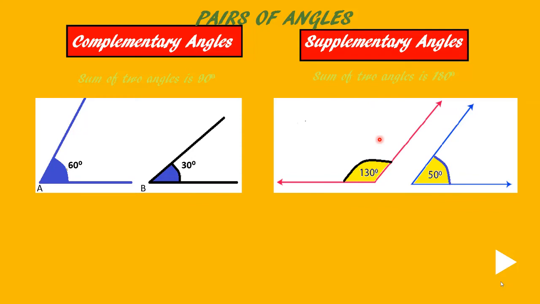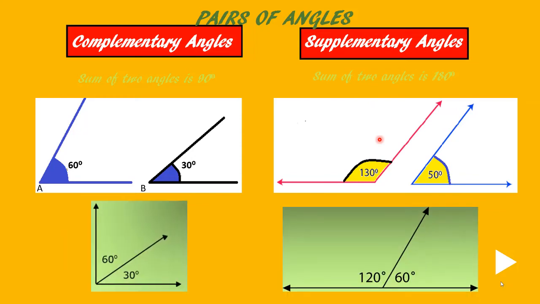Two angles are adjacent, 60 degree and 30 degree, and because the sum is 90 degree, so these are also a pair of complementary angles. Similarly, 120 degree plus 60 degree is 180 degree, so these are also a pair of supplementary angles. But you can see that the angles are joined, or we can say that the angles are adjacent to each other.